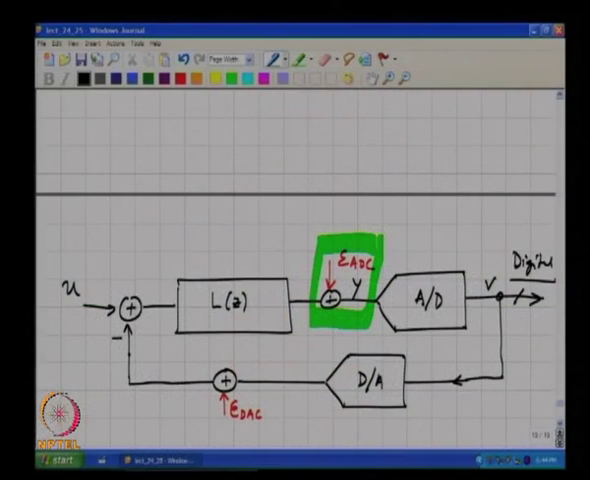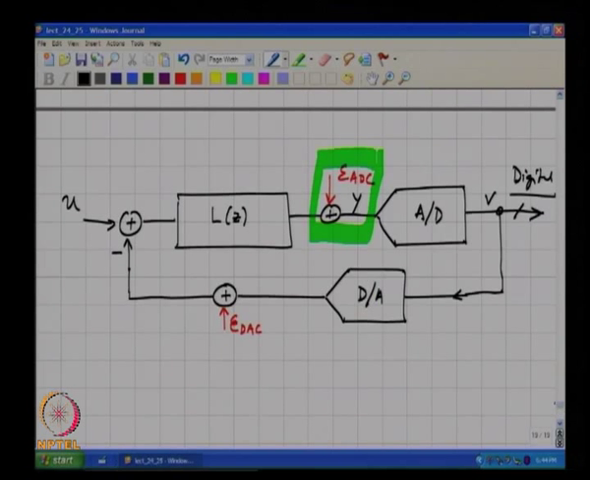So, EADC is a benign thing, or let me say EADC, if it is much smaller than the quantization noise, is a benign thing, right, as it gets noise shaped.